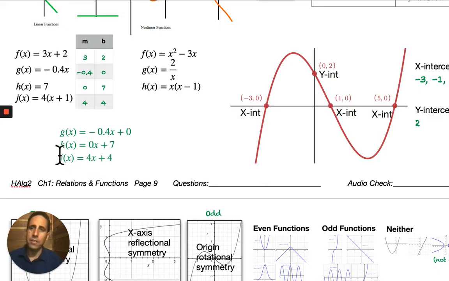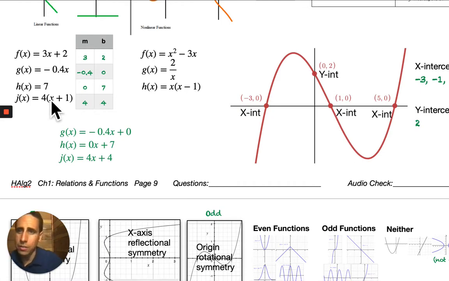H of x is equal to 7. That kind of means the same thing as 0x plus 7. It doesn't matter what the value of x is, you multiply it by 0, and you get 7. 7 is always the output, regardless of the input. That has a slope of 0. And yes, it actually is a straight line, so we'll call it a linear function.